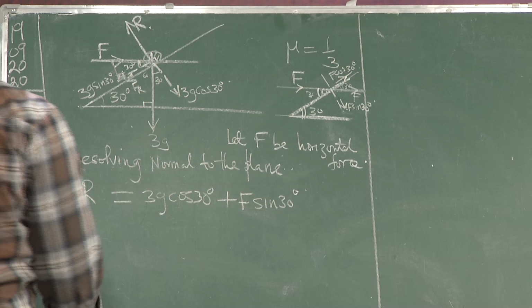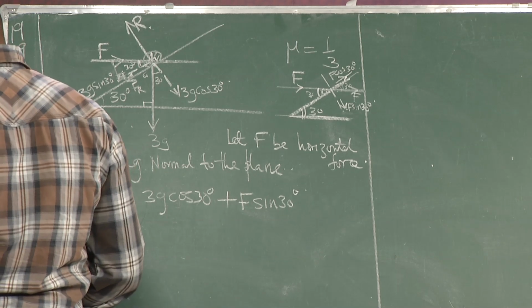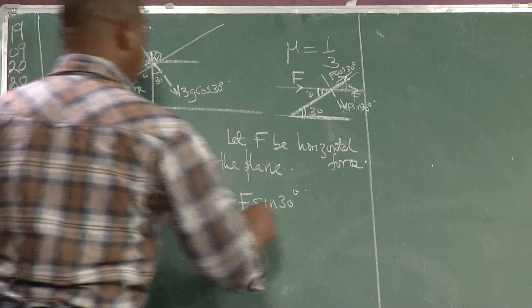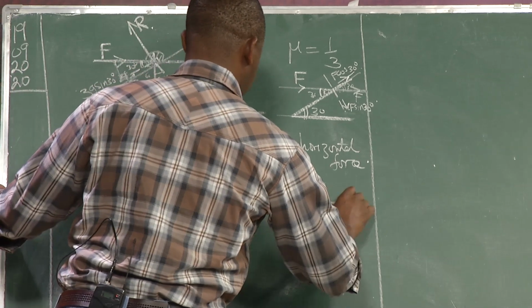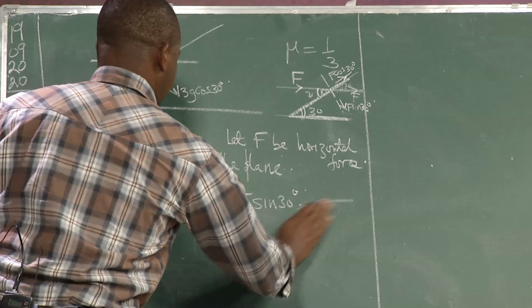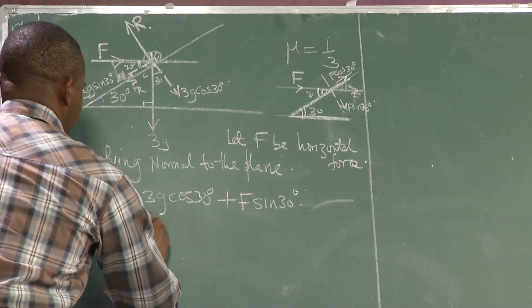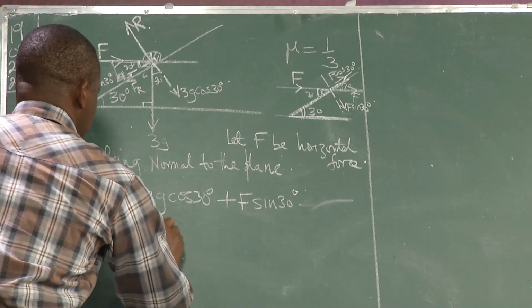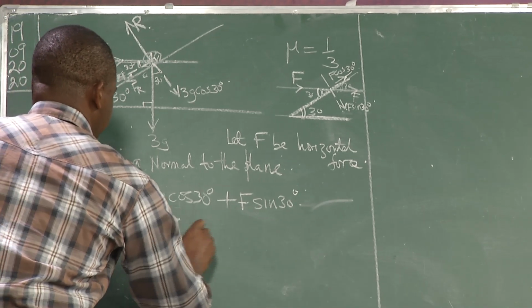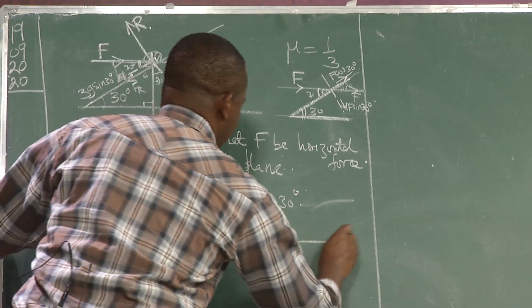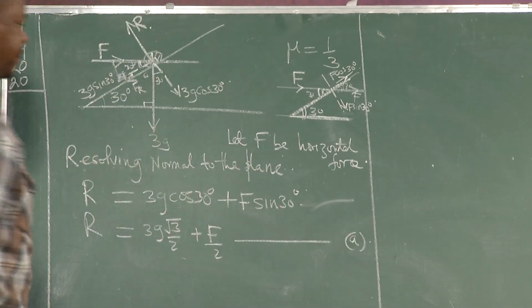We are assuming that F is the horizontal force which we are looking for. So we obtain this expression. I can substitute in for the values and say R is 3g root 3 over 2 plus F over 2, and we label it as equation A.